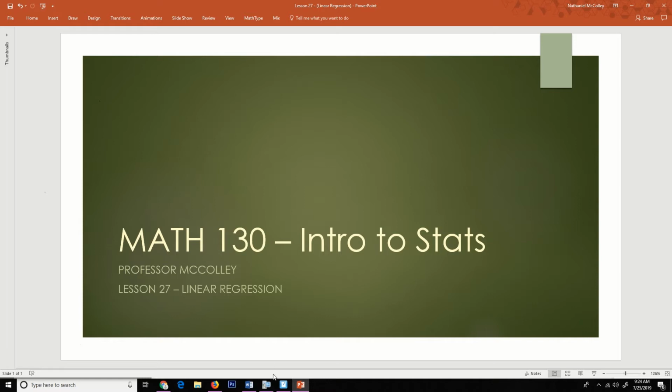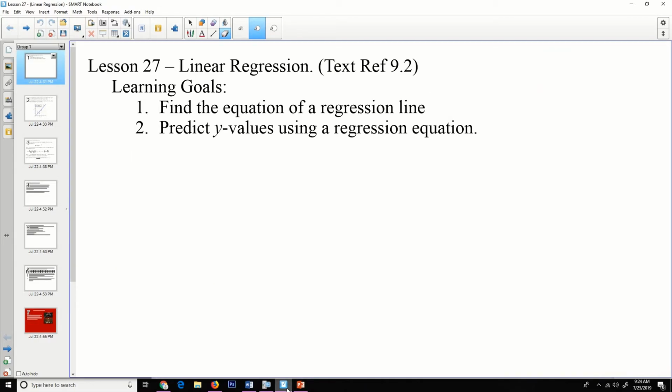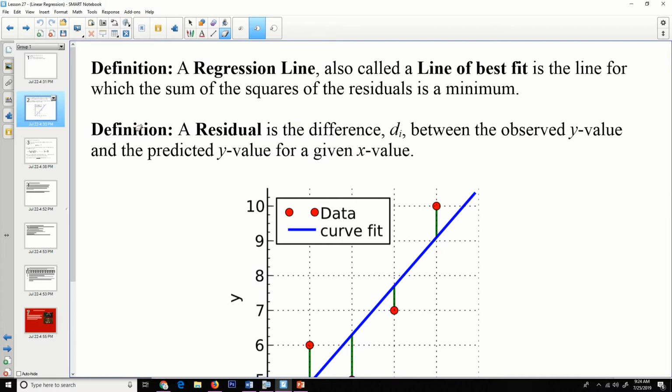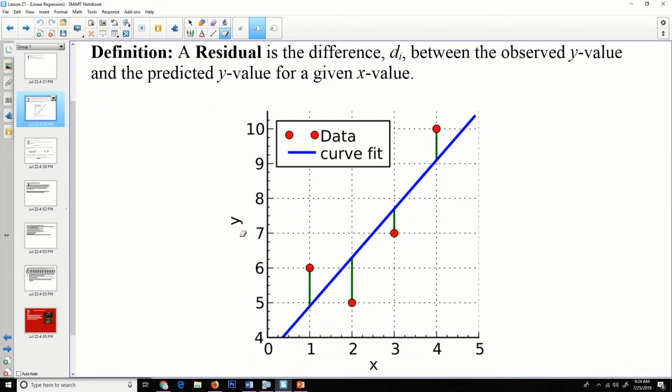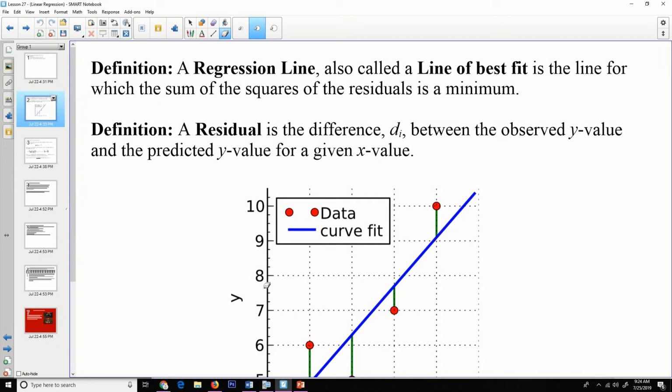Let's get to it. All right, so the learning goals for today: we're going to find the equation of a regression line, and we're going to predict some y values using the regression equation. So what is that exactly? Well, in the last section, we talked about correlation. And in this lesson, we're going to take that correlation and further refine it into a linear equation that best approximates the set of data that we were given. And the way that they do that is through the regression line.